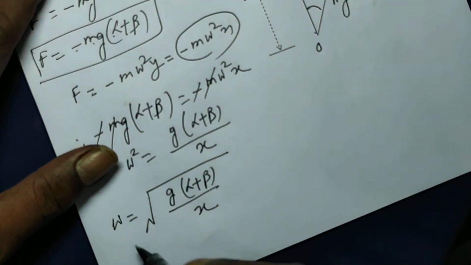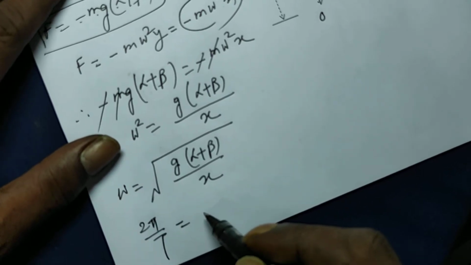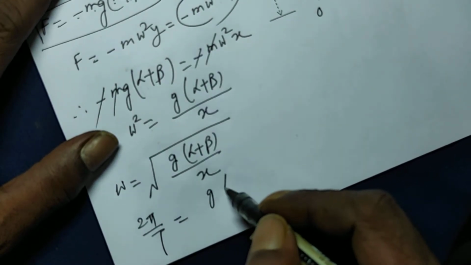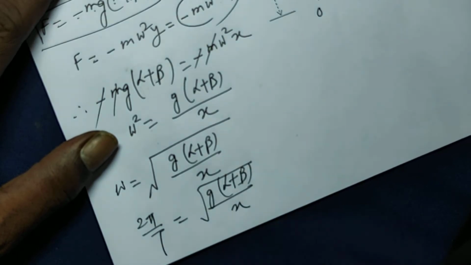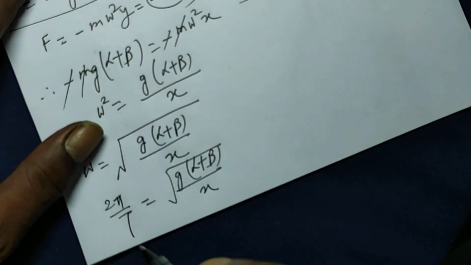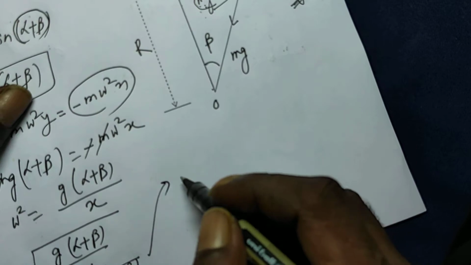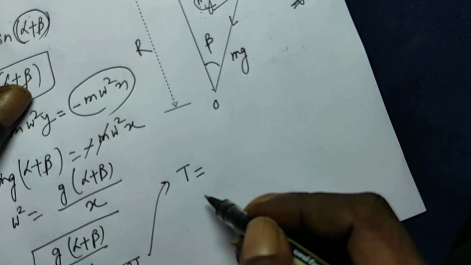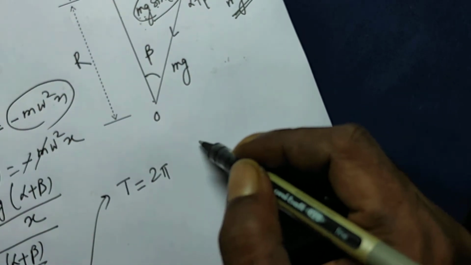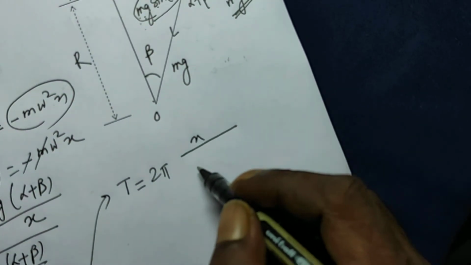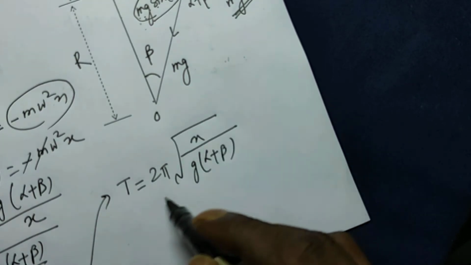Now, since omega, as you know, is equal to 2 pi over T, that comes out to be the square root of g times (alpha plus beta) over x. We are interested in finding T. So from here, by cross multiplying, you get T is equal to 2 pi times the square root of x over g times (alpha plus beta).